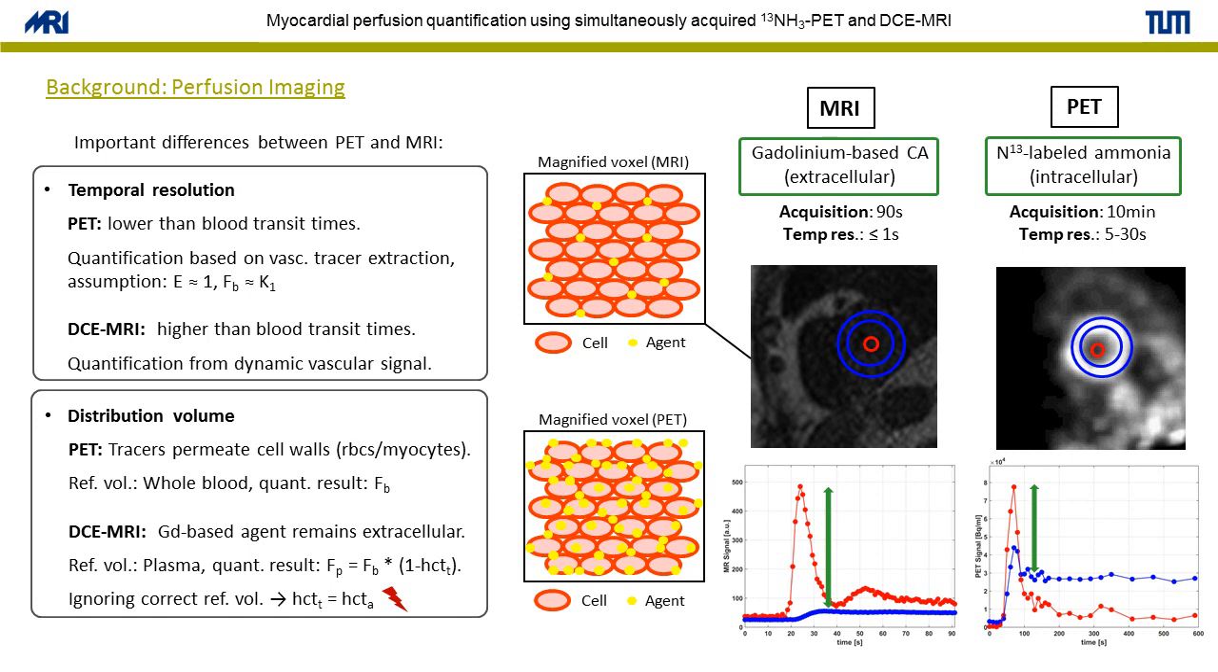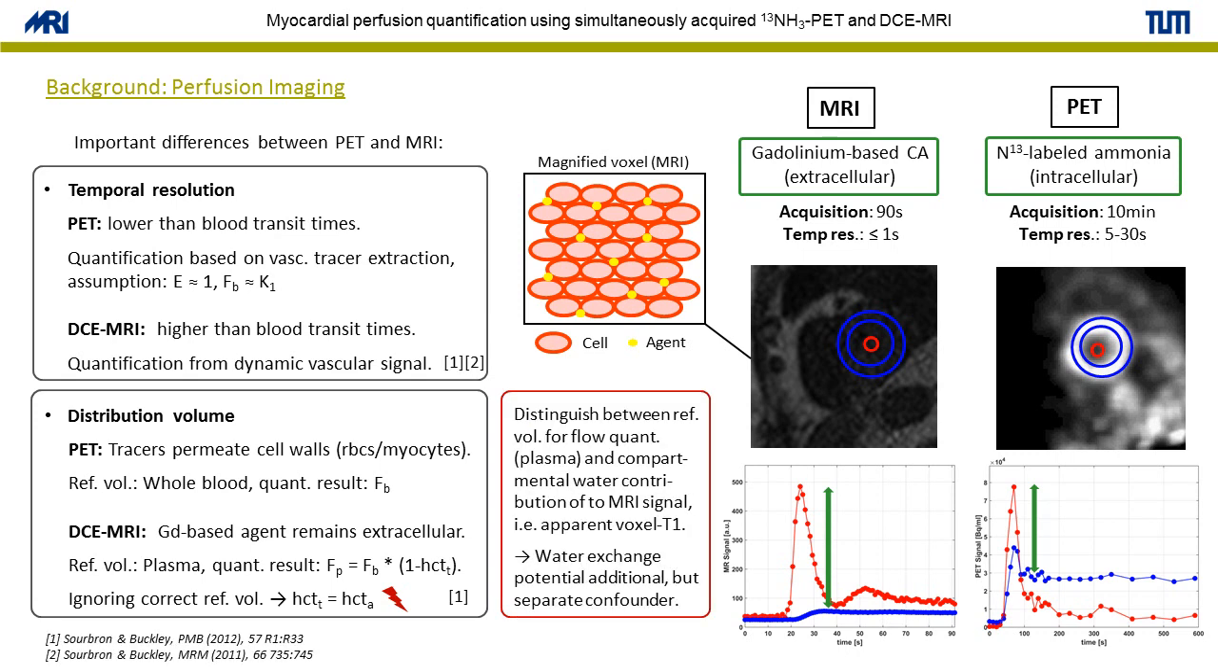For DCE MRI, where gadolinium-based agents remain extracellular, the natural reference volume for conducting the quantification of perfusion is the plasma, which means that the quantification result should be plasma flow, FP, which is smaller than FB by a factor of 1 minus a tissue hematocrit, which represents the average hematocrit in a voxel that contains tissue. Ignoring correct reference volumes during quantification will assume an equality between tissue hematocrit and arterial hematocrit, which is not necessarily true.